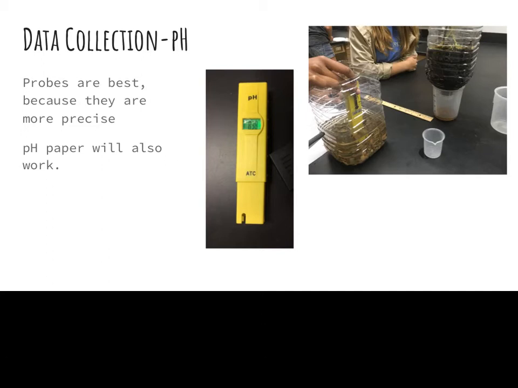pH is important as well. So pH will kind of go up and down depending on what kinds of cellular respiration and photosynthesis is going on in there. Not dramatically, just a little bit. Probes are the best. You can use pH paper, but you're not going to notice the slight changes without a probe. You can get pretty cheap probes. I think these ones here I got on Amazon for about $15, but you can get pH probes kind of anywhere.